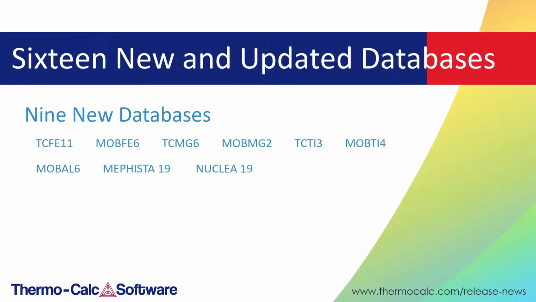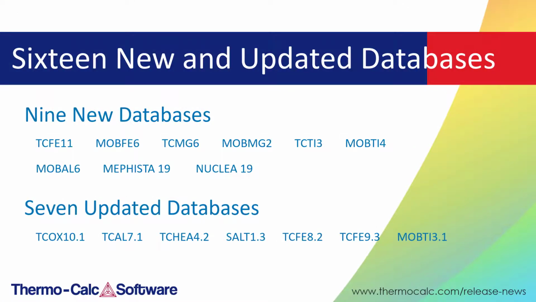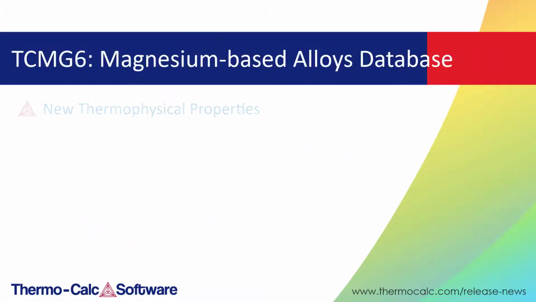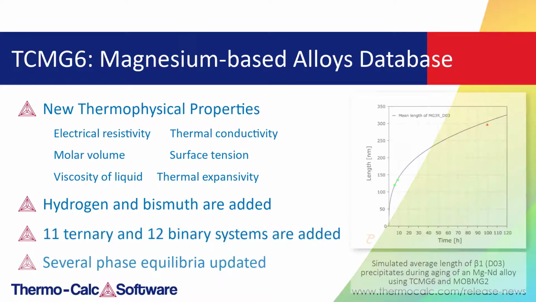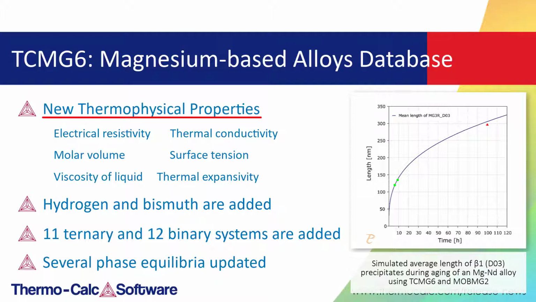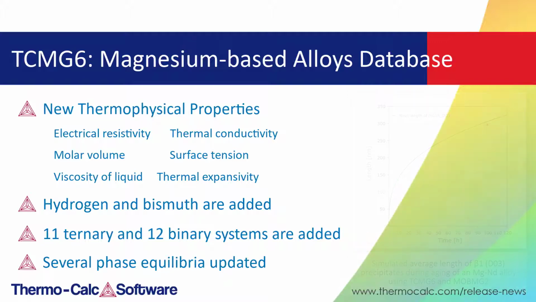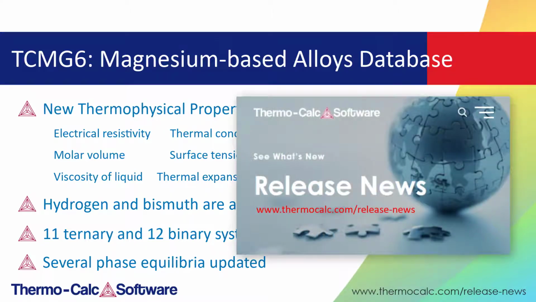ThermoCalc 2021A includes 9 new and 7 updated databases, as shown on the screen. The Thermodynamic and Properties database for magnesium-based alloys, TCMG6, adds several thermophysical properties, including electrical resistivity and thermal conductivity. The elements hydrogen and bismuth are added, and 11 new ternary and 12 new binary systems are assessed. The new database also includes several other improvements, which you can read about at the Release News section of our website.